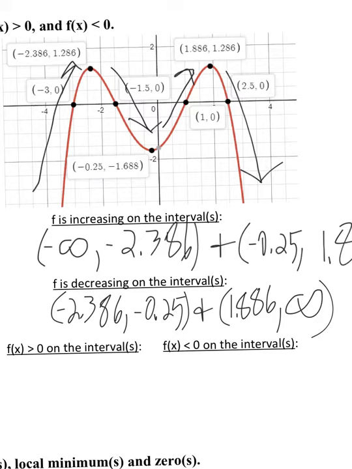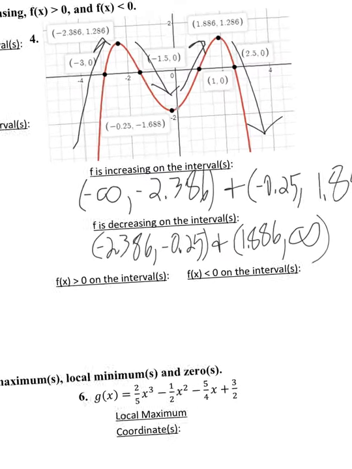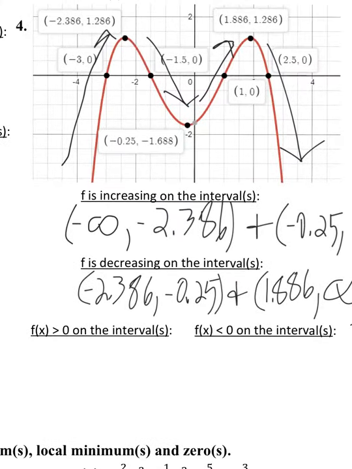Don't write -infinity because it's going down. We're reading it from left to right. That's why you're only writing the x number. So if it's moving down, is it moving down and to the left or down and to the right? It's moving down and to the right. So that's positive infinity. All right. So where is it greater than or less than 0?